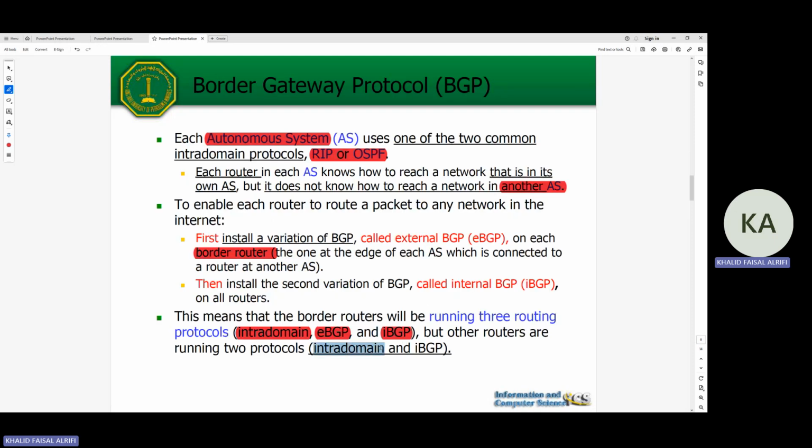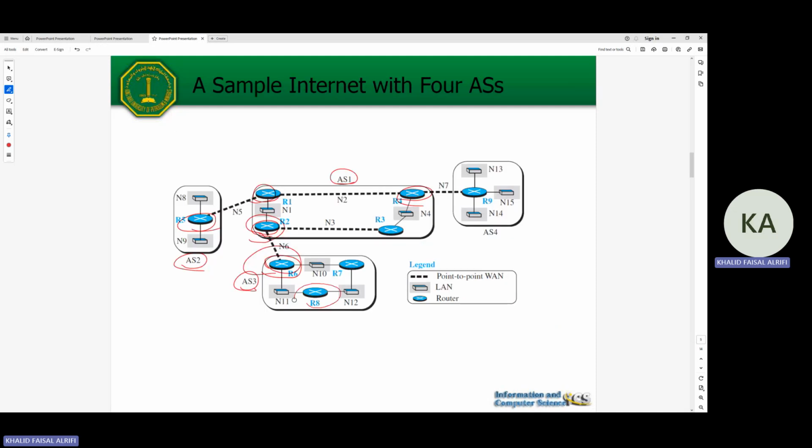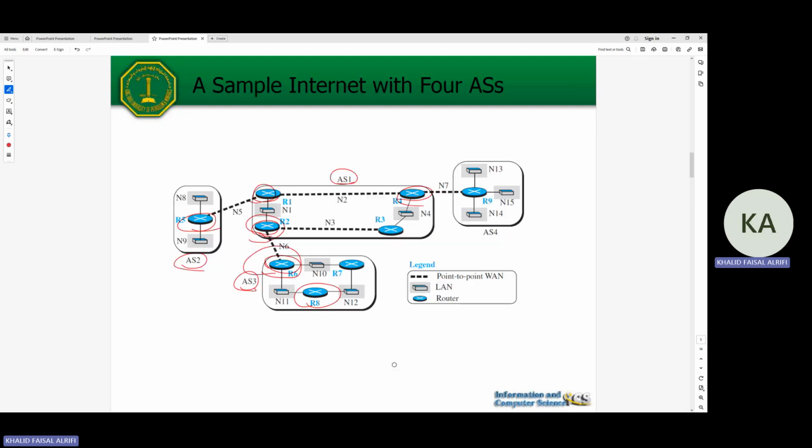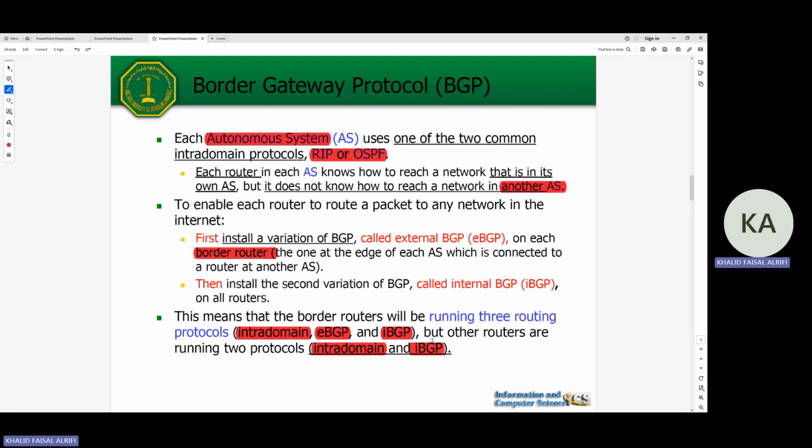But the other routers will have only intradomain and iBGP, so they don't have the eBGP like this one here, for example, R8. It only has intradomain, so it only has RIP or OSPF, and the iBGP in order to communicate with the others, but it won't have the external BGP, because it's not communicating with the other autonomous system. So here we don't have an arrow to another autonomous system. That's why it does not have the eBGP. Okay, so the border router has three things. What is it? Intradomain, eBGP, and iBGP. Anything other than the border routers will have only intradomain, which means RIP or OSPF, and the iBGP.